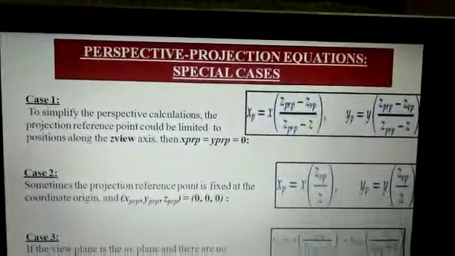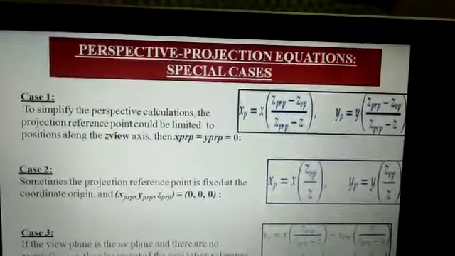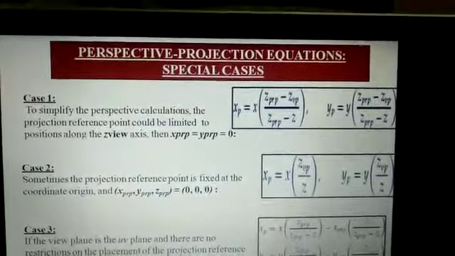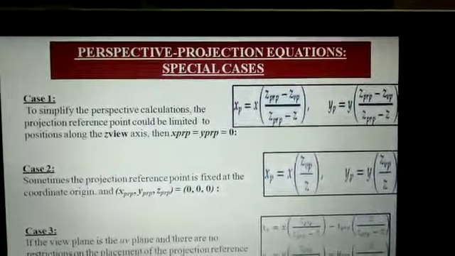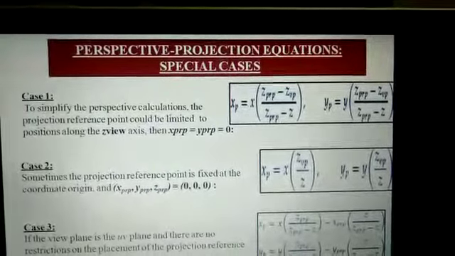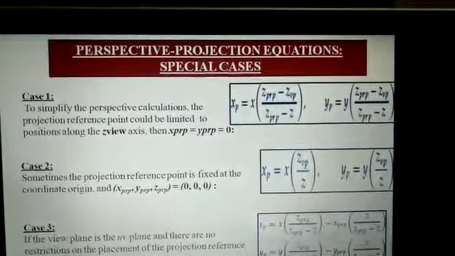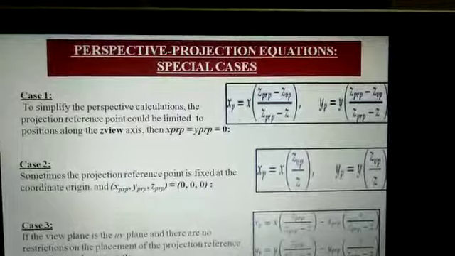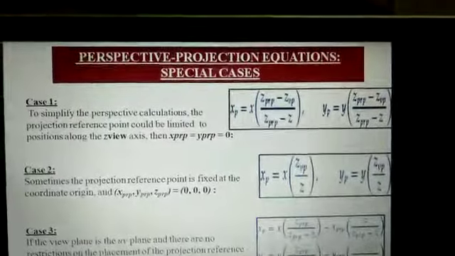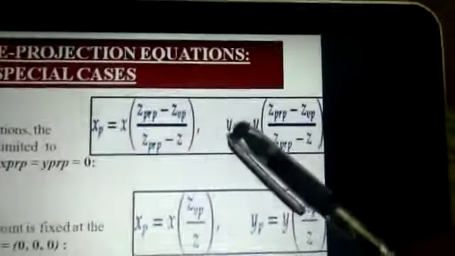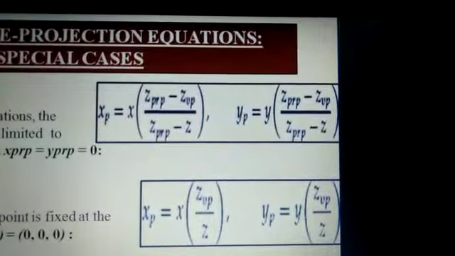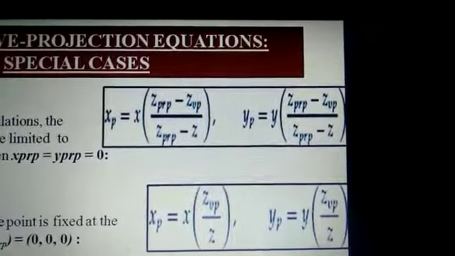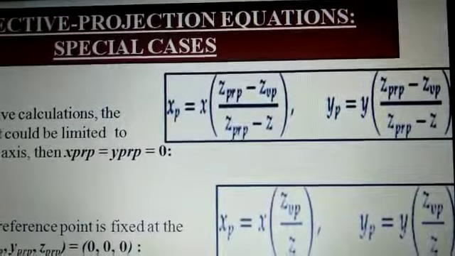If we have perspective projection equations in special cases, the first case is to simplify the perspective calculation when the projection reference point is limited to a position along the z view axis. Then we can have xprp, yprp at the origin. Then we can conclude that xp is equal to so on and yp is equal to so on, where zprp is the z of the perspective projection reference point minus zvp, along the z-axis.